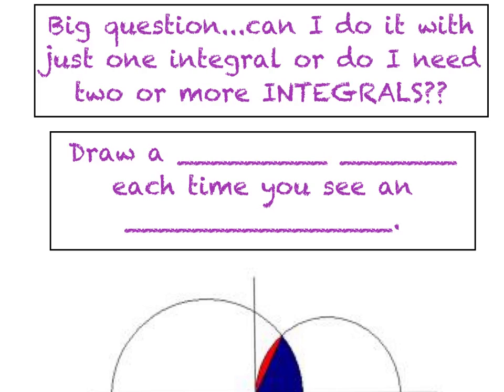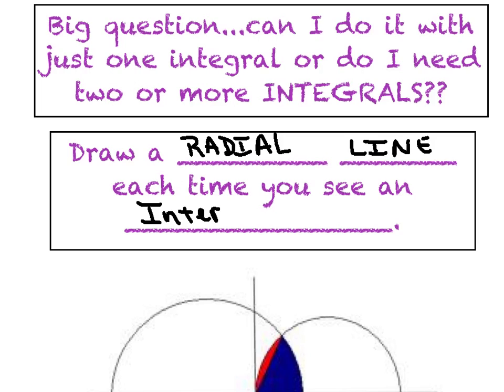Well, now, here's the deal. I want you to get in the habit of drawing a radial line each and every single time you see an intersection point. This is a very important habit to get into, and it's going to help us a lot. Draw a radial line each and every time you see an intersection point.